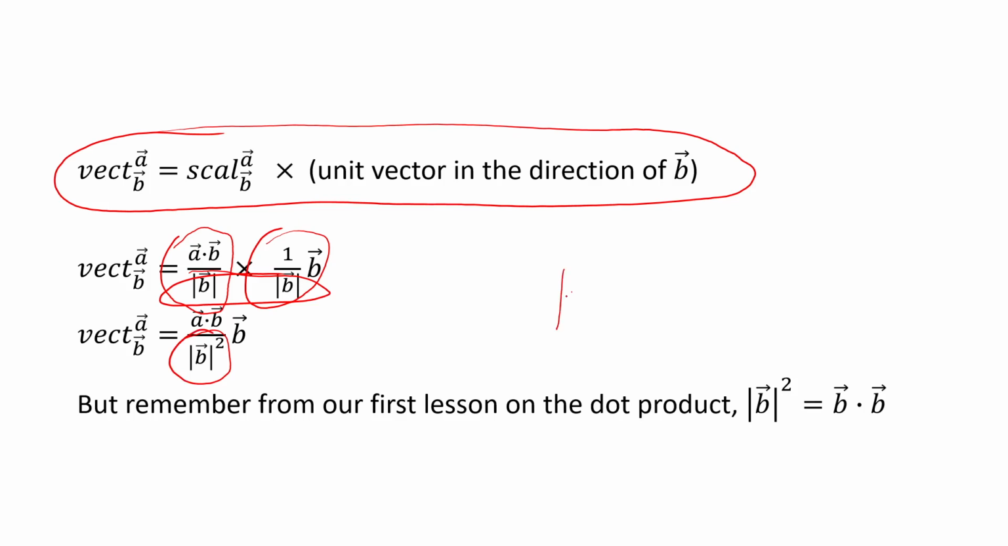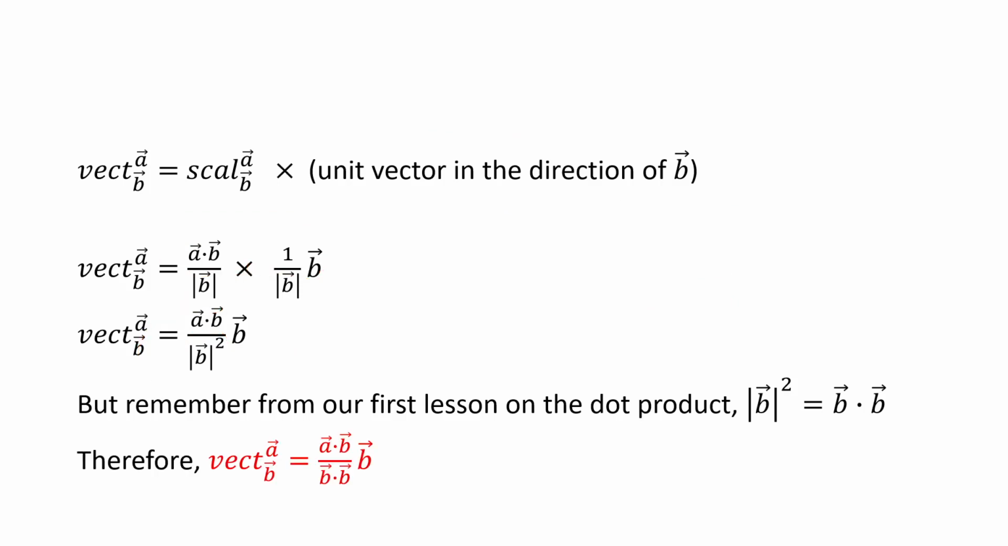But recall that the magnitude of b quantity squared is equal to b dot b. We talked about that earlier as well. So instead of saying a dot b over the magnitude of b quantity squared times b, we can say a dot b over b dot b times b. And so that is our formula for the vector projection of a onto b.